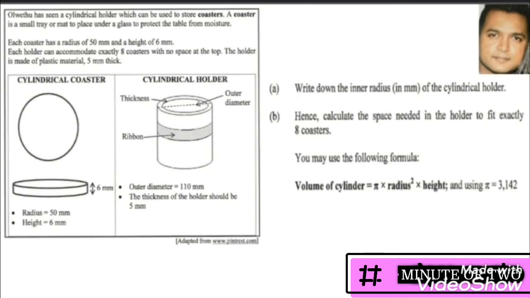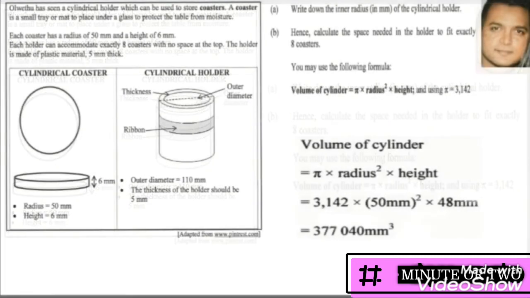Hence, calculate the space needed in the holder to fit exactly 8 coasters, and there is a formula given to you. And you notice that in giving us the formula, we are given the radius, and they asked us in the previous question to work out this radius. So there is a follow-up in terms of questions, and this is something you must look forward to when it comes to your exams. Substituting into our formula, likewise we use pi as 3,142.